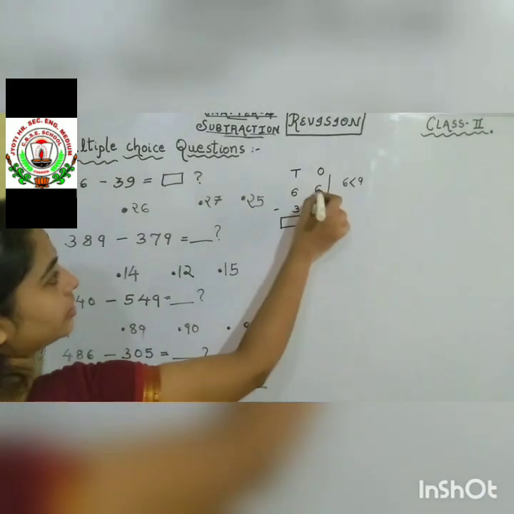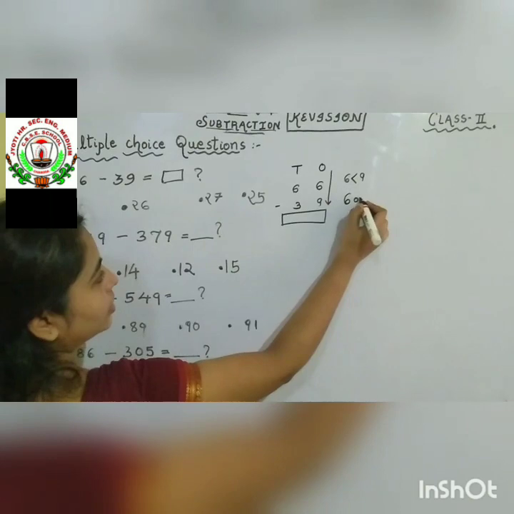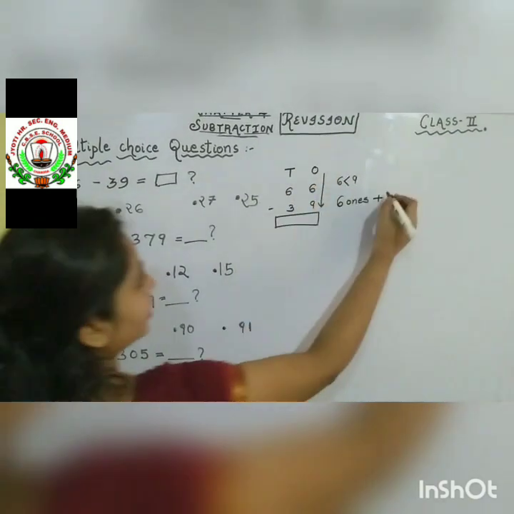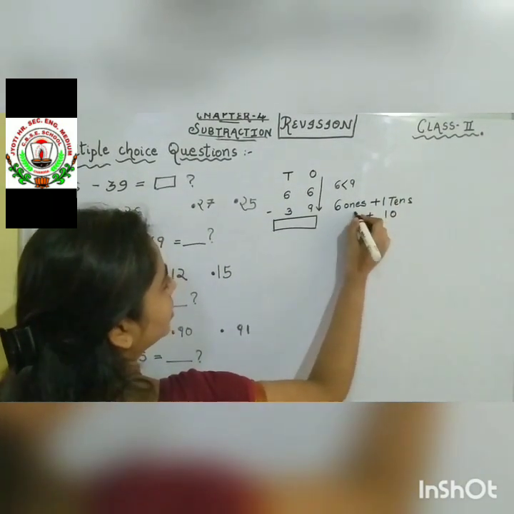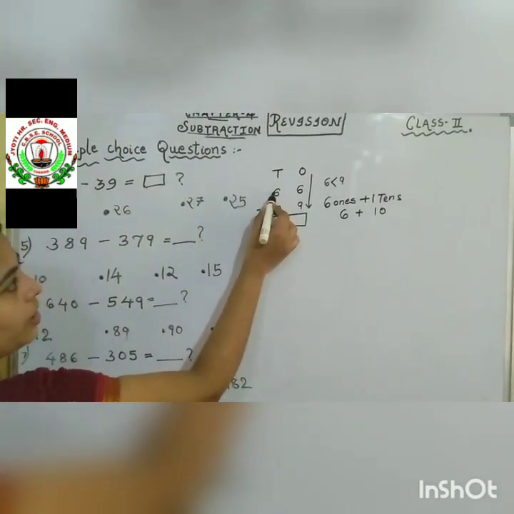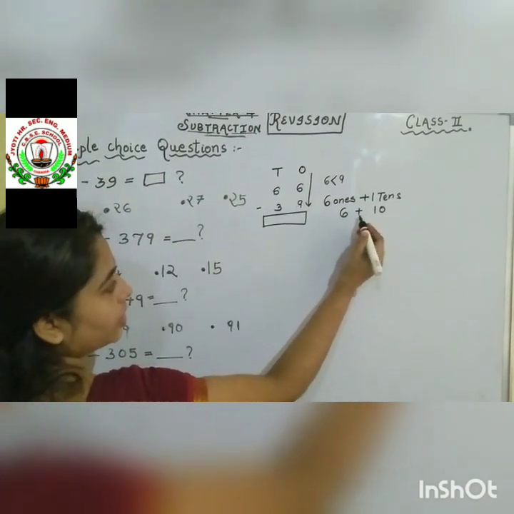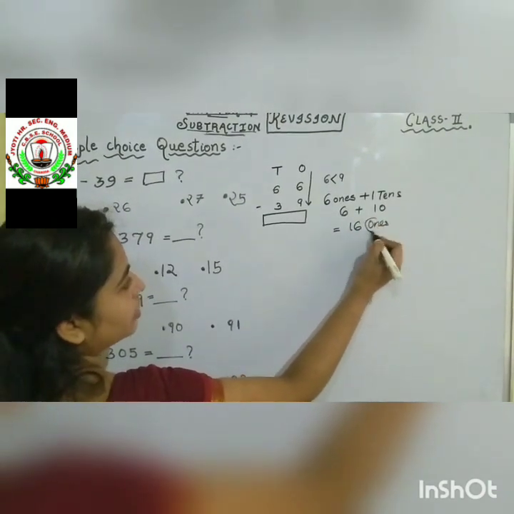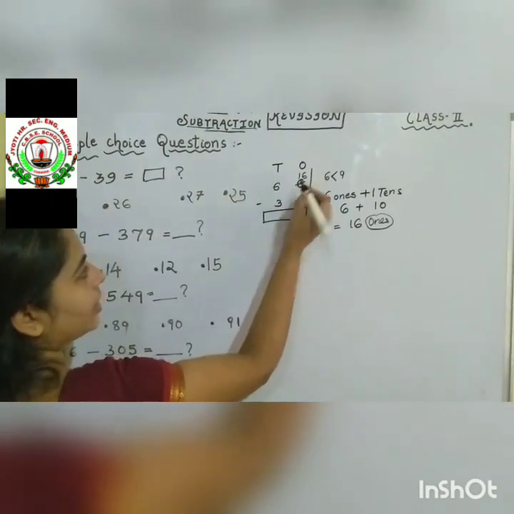In that case, this 6 ones will borrow 1 tens. It means 1 tens plus 6. Understood? This 6 ones will borrow 1 tens from the 6 tens. Now 6 plus 10, how much? 16. So our new number in the ones place is 16. We'll write down 16 as the new number.